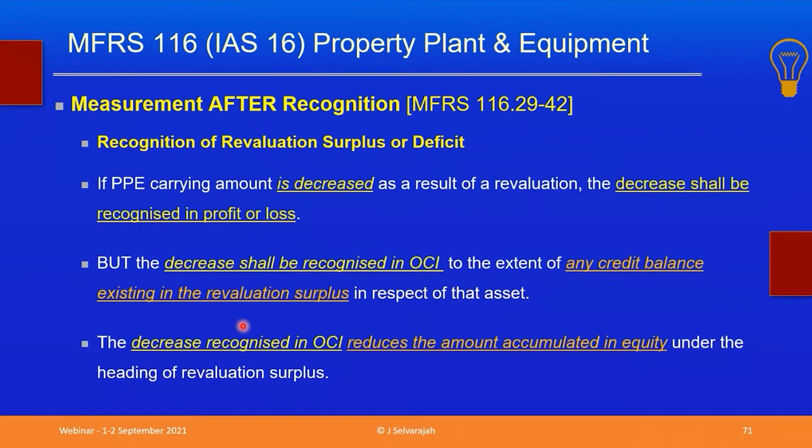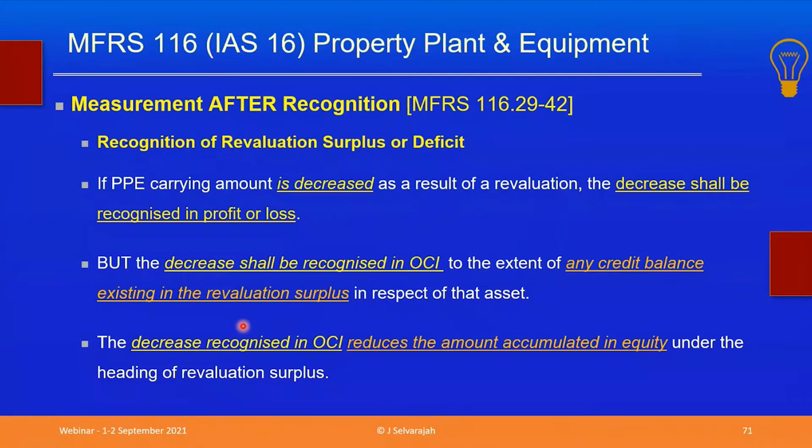Now, if the PPE carrying amount has decreased this year as a result of valuation, this one we are talking about last year's decrease, this year went up. Now we are talking about this year's decrease. So where do we put that decrease? That decrease will be put in the P&L account, because we never revalued before. The only decrease goes inside the P&L account.